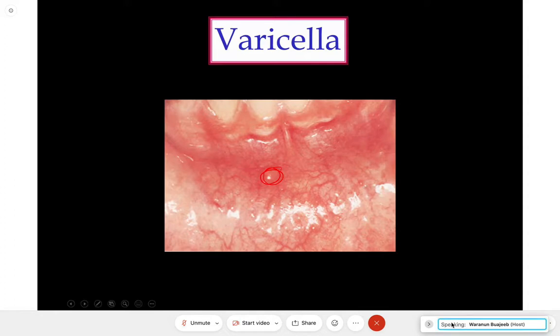Can all of you recognize what area this is? This is the lower labial mucosa. And then we retract the lower labial mucosa out. You can see the vesicle here, the lesion of varicella. But what about all these small ones? Think about the anatomy of this area. What are they?